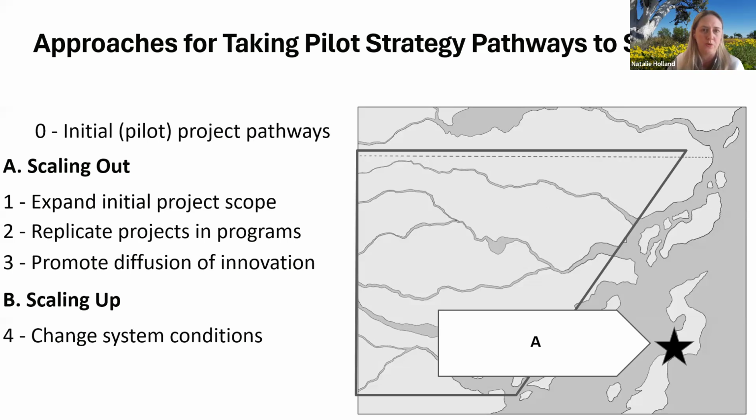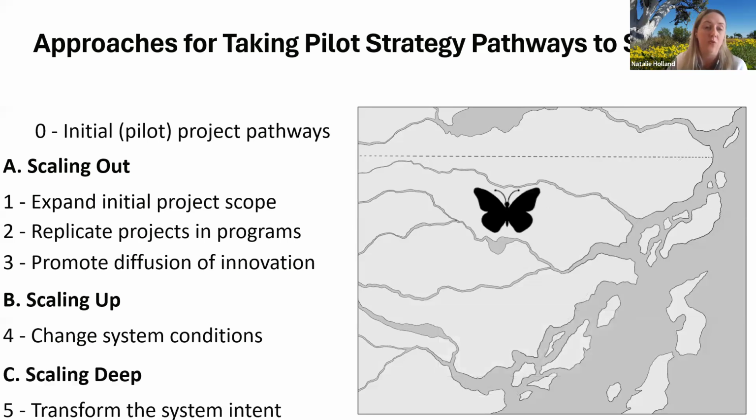So we might want to achieve it for one particular place, but by changing those system conditions, it actually changes it for the whole system. And then the final one they identified was scaling deep, so transforming the system intent. And I'm sure you can see the potential for policy to play a role in a number of those pathways to scale.